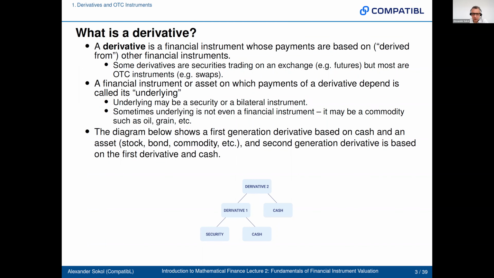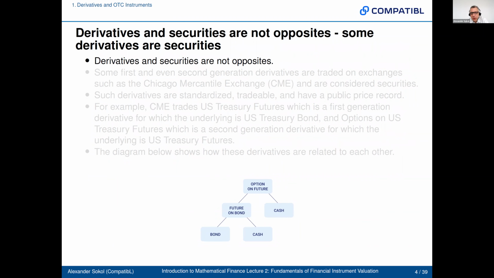So, this cycle can be very long. And some banks and financial market participants got into trouble trading very, very long chains of derivatives, because the more derivatives you have in the chain, the more the risk. But first and second generation are totally safe, very mainstream, and that's what we'll talk about today: first or second generation derivatives.